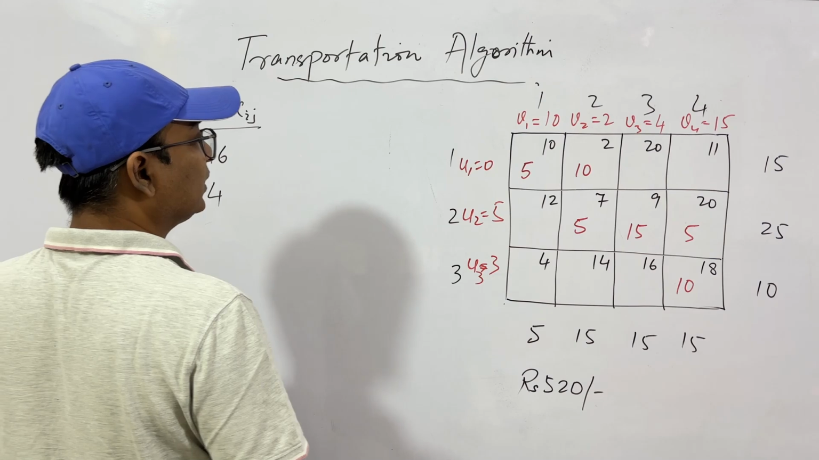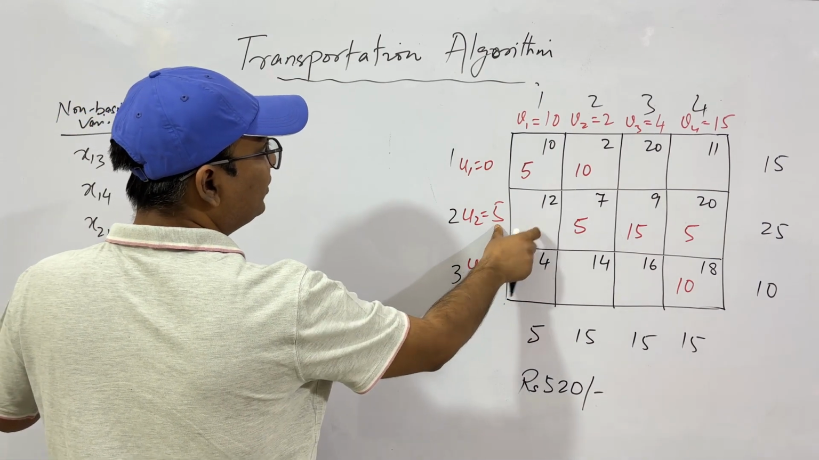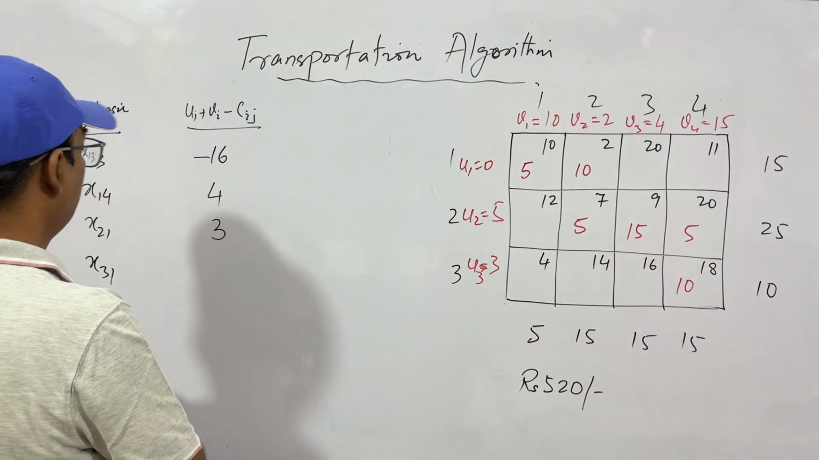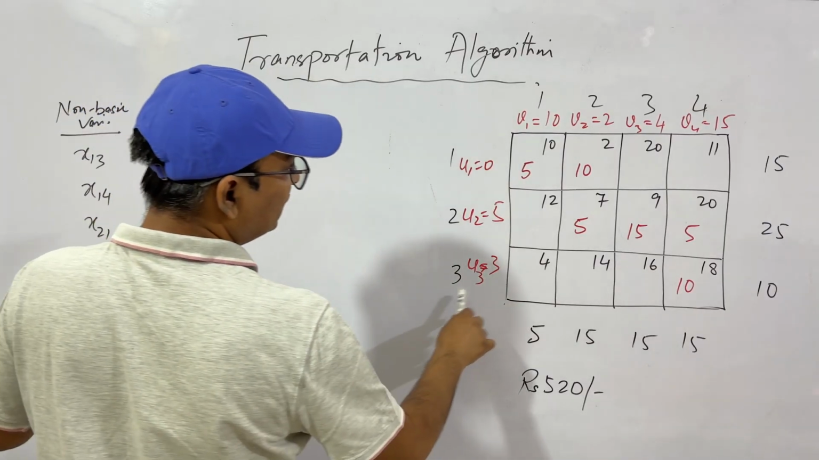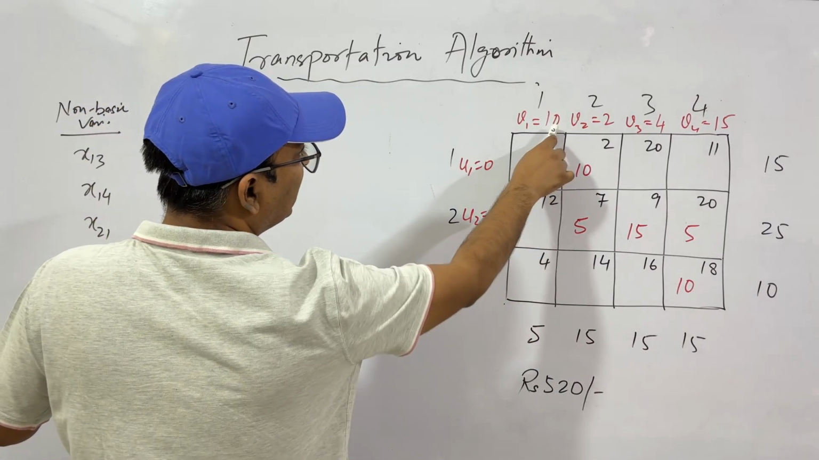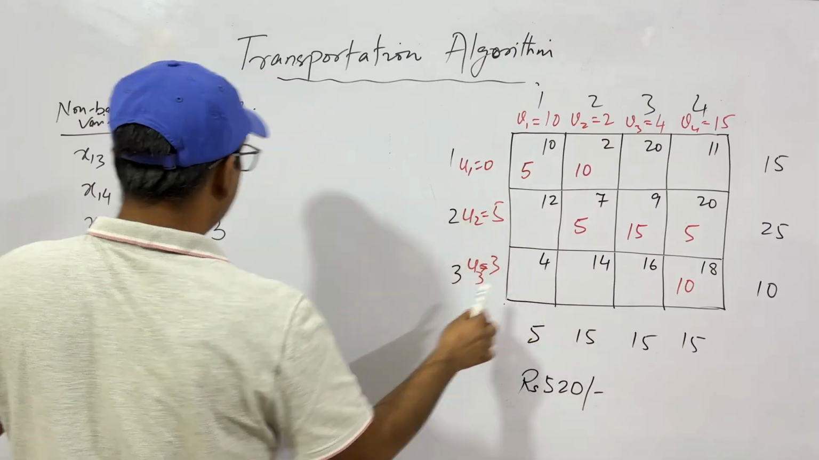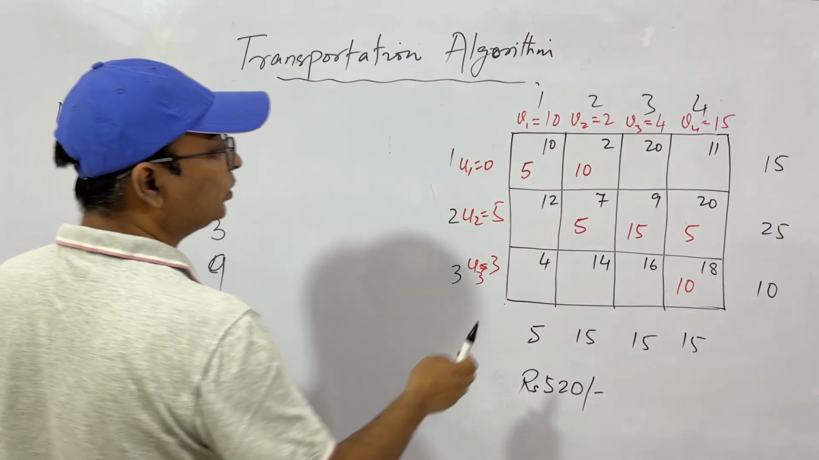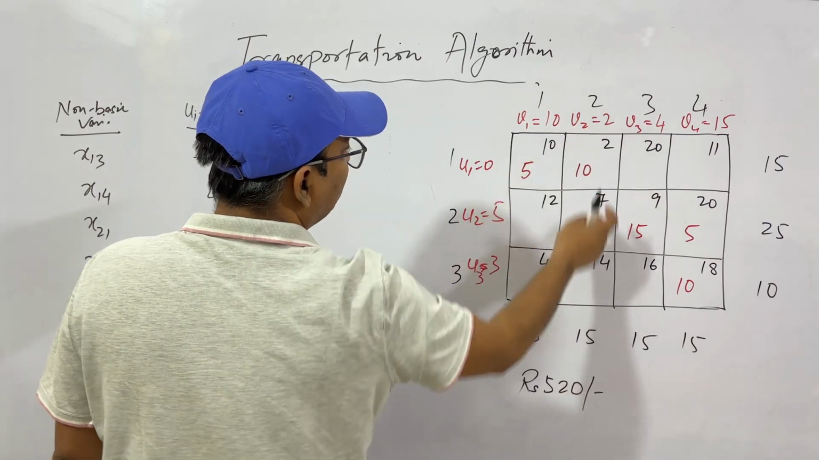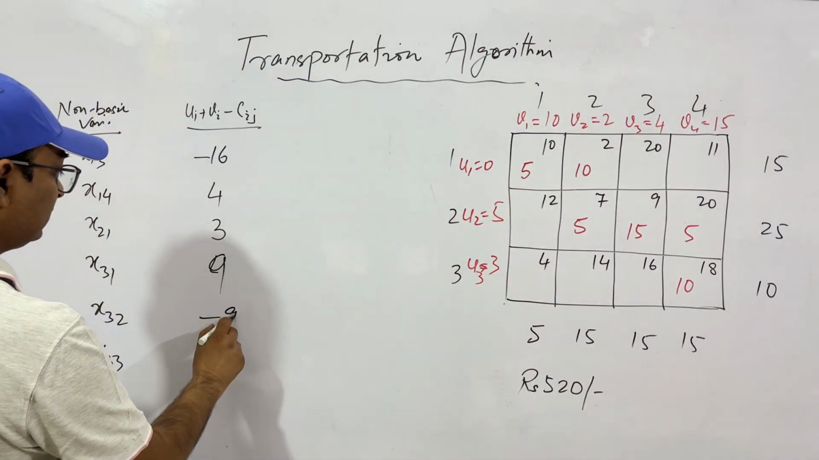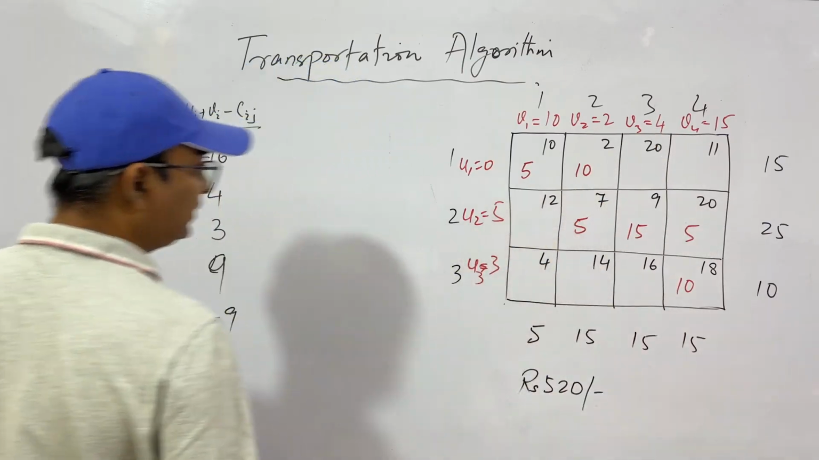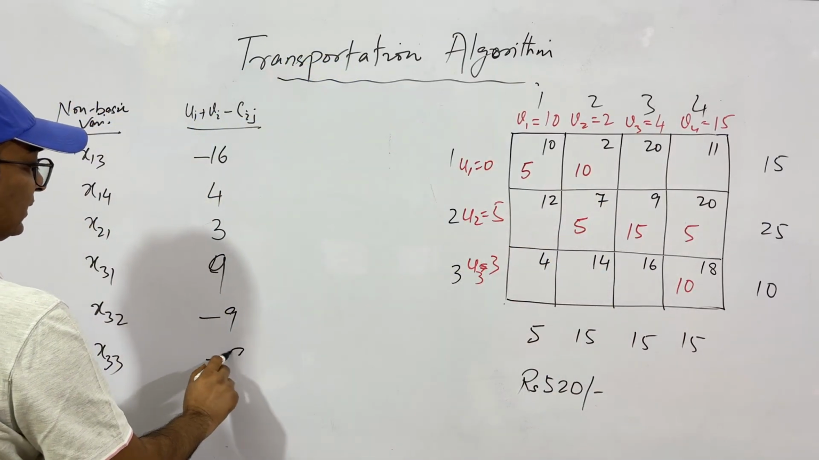Then x21, this one. So it is 5 plus 10, 15 minus 12. So it is 3. Then x31, 31. So this is 3 plus 10, 13 minus 4. 13 minus 4 is 9. Okay. Then x32, 3, 2, 5. 5 minus 4, minus 9. x33, this one. 3, 4, 7. 7 minus 16, again minus 9.